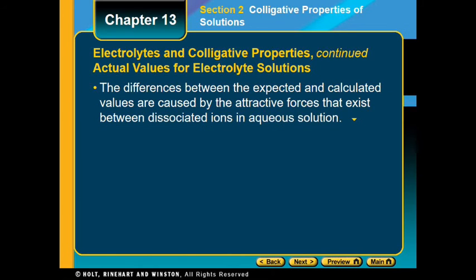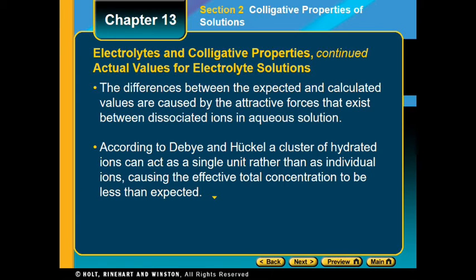So the difference between the expected and calculated values are caused by the attractive forces that exist between dissociated ions in aqueous solutions. So we're looking at attractive forces between the ions. According to, I don't really know how to say their names, we'll say Debye and Huckel, a cluster of hydrated ions can act as a single unit rather than as individual ions. That causes the effective total concentration to be less than expected.